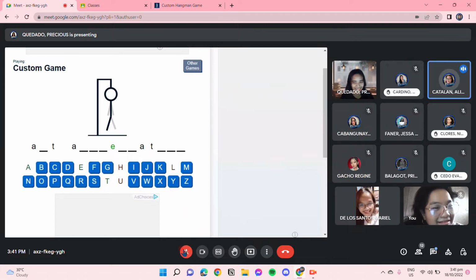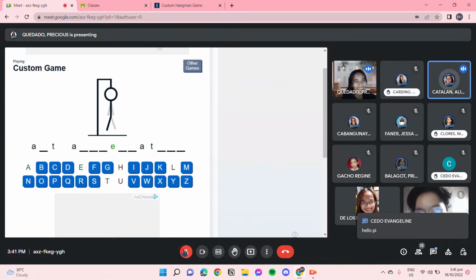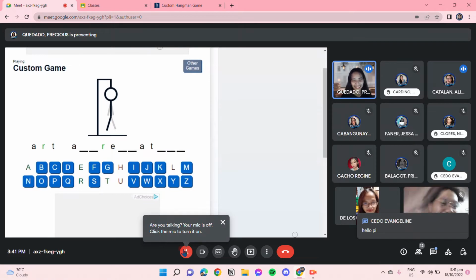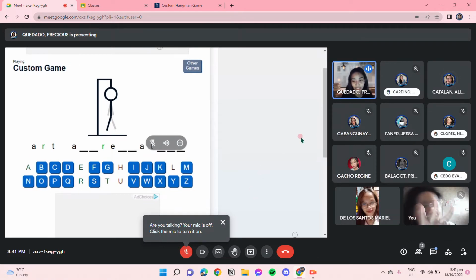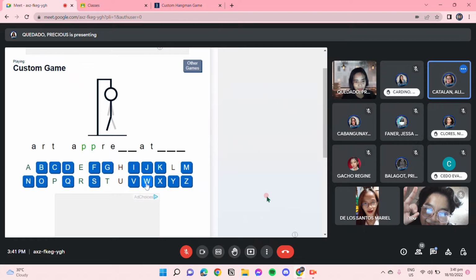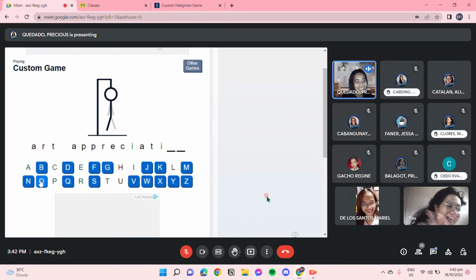R? R as in rabbit? R as in rabbit, what? That's correct. Letter R. Okay. Because it's only your turn, three chances. Letter R. My gosh, I thought it was a space. Letter P. Can it be a real word? No points. Art appreciation. I've been thinking about it. Yes, you got it! Congratulations.